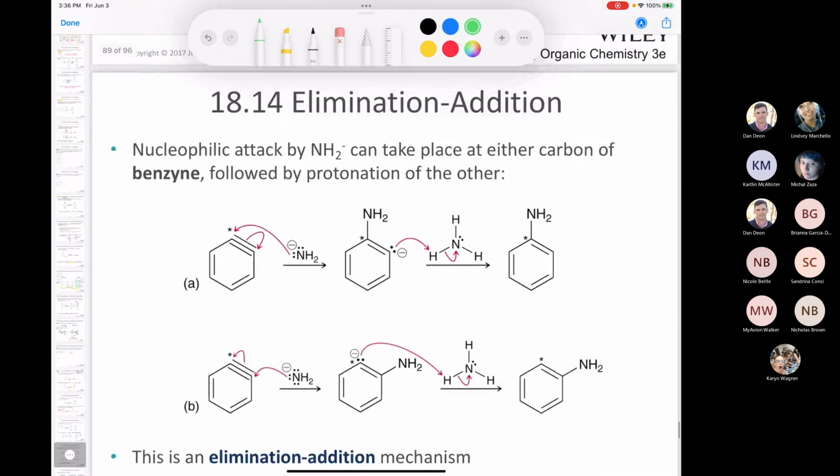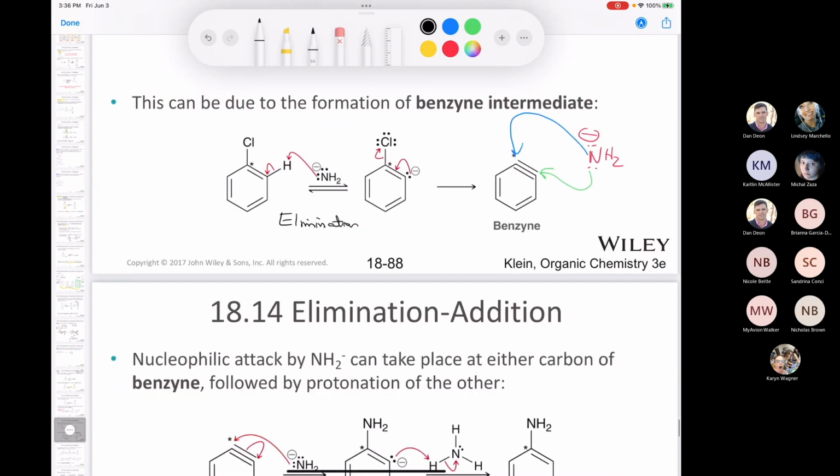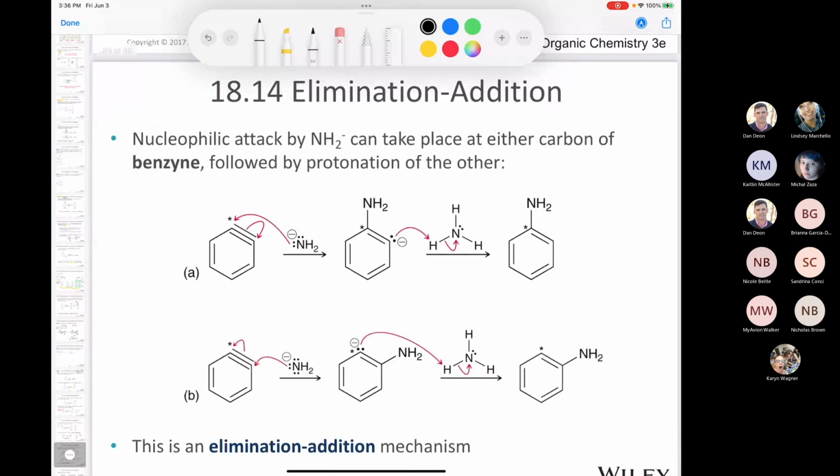And that's exactly what's happening. So the first step is an elimination. Let's write that down. This is an elimination reaction, right? We're eliminating HCl essentially. We make benzyne, and then the benzyne can undergo nucleophilic attack. And so this would be the addition step, right? We're adding the NH2 group to it.